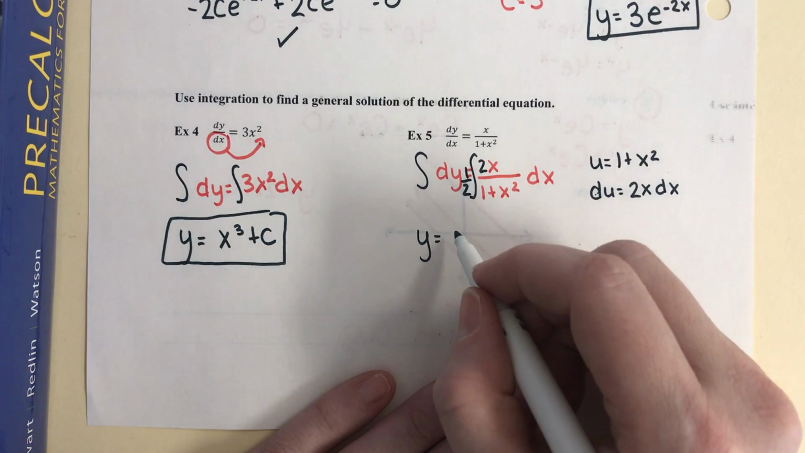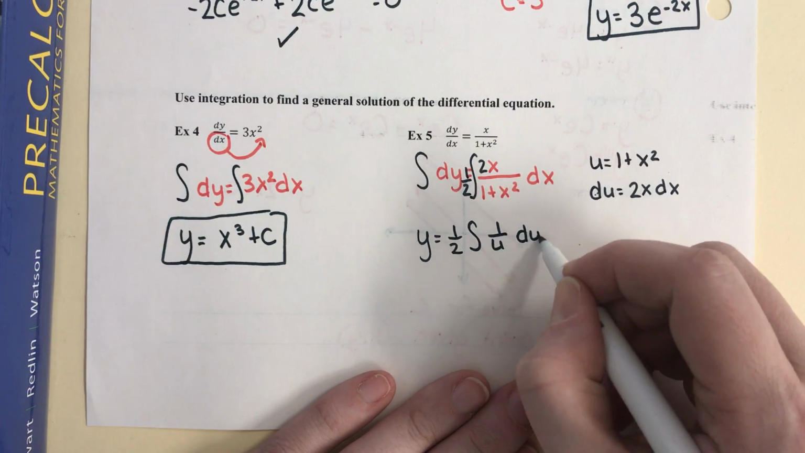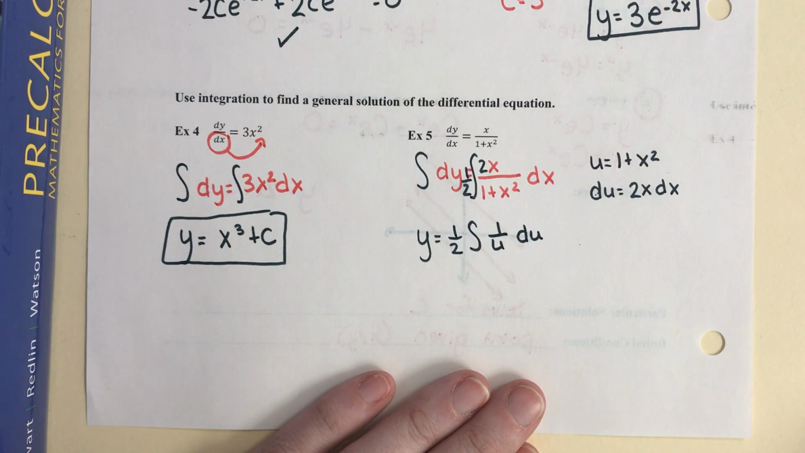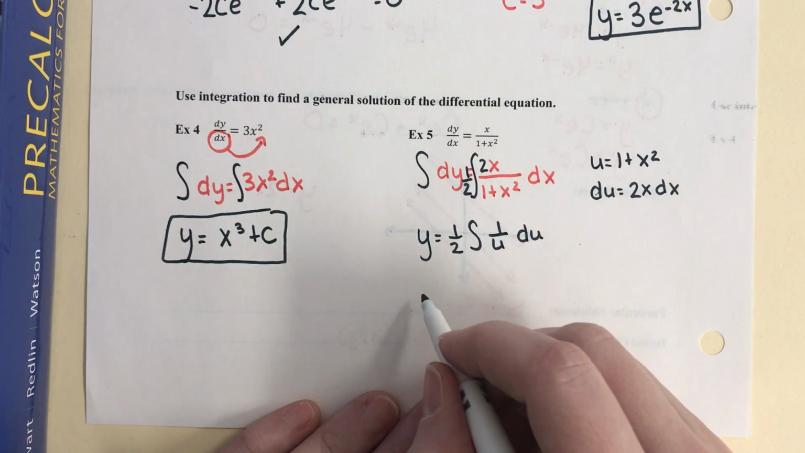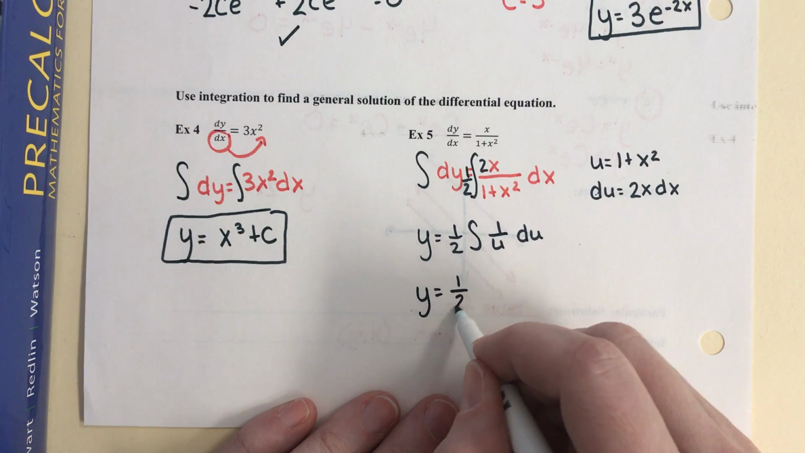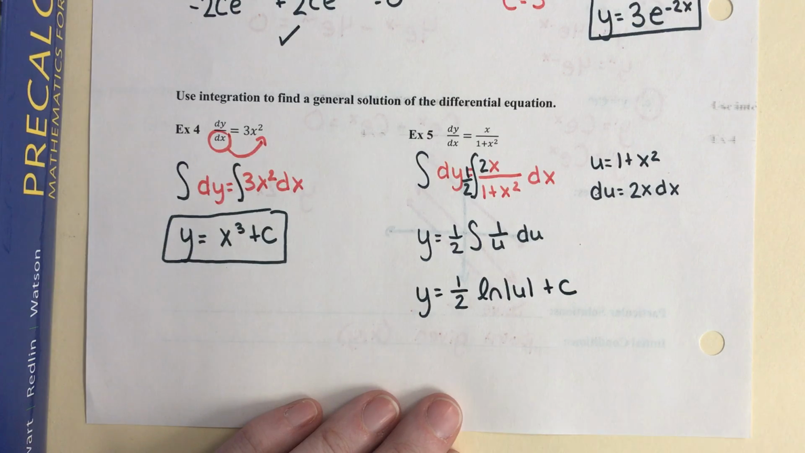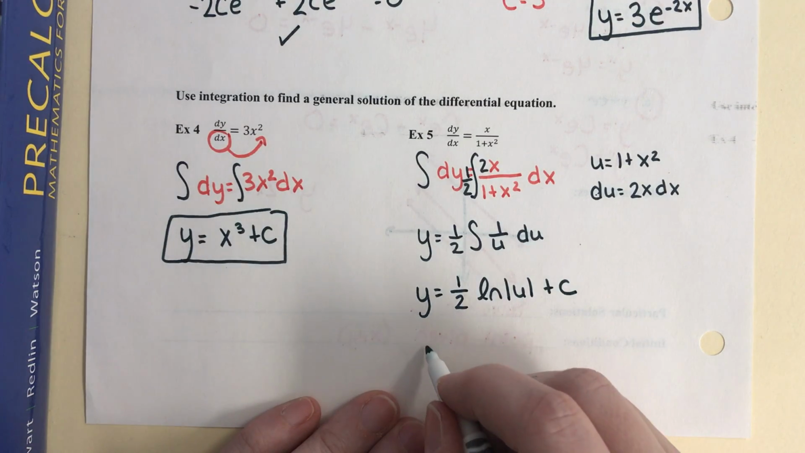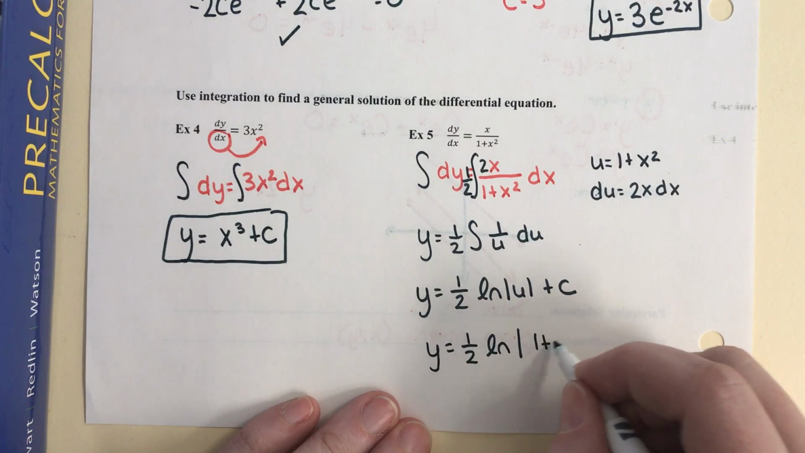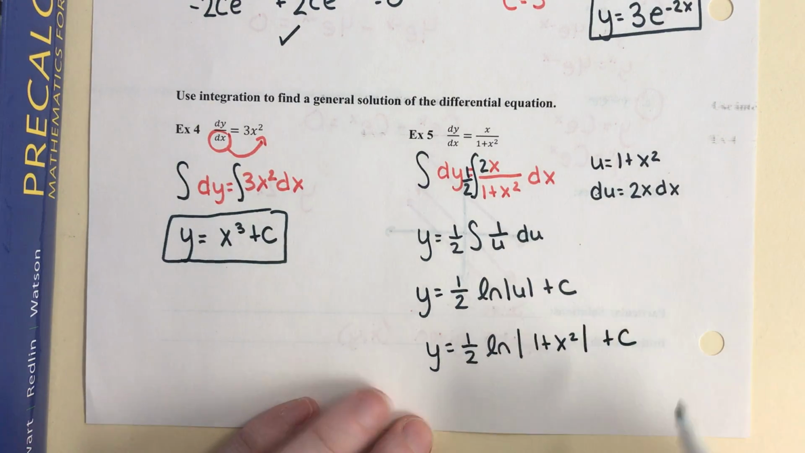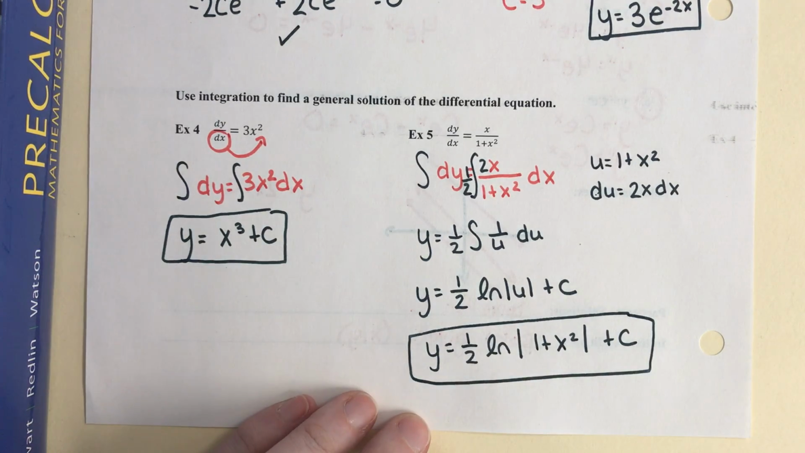So I'm going to rewrite this. This would be 1/2 the integral 1 over u du. So hopefully we remember our rules for integrals, that the integral of 1 over u is the ln of u plus c. And I brought down my 1/2. And then the very last step, of course, is to plug back in for u, which is 1 plus x squared plus c. So there's our general solution.